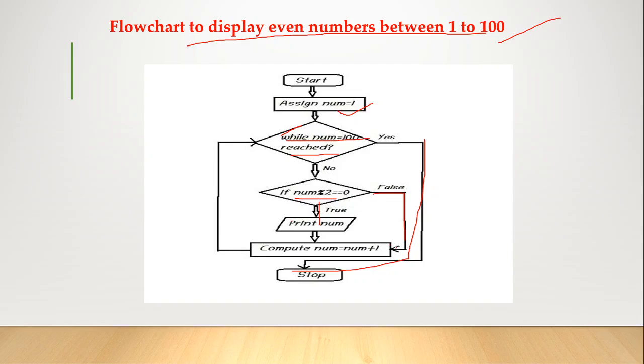we do not print that number, and in that case we just increment the number, and after incrementing, again check whether the number is equal to 100. If it is yes, then stop, otherwise the same processing goes up to 100, and all the even numbers are displayed between 1 to 100.